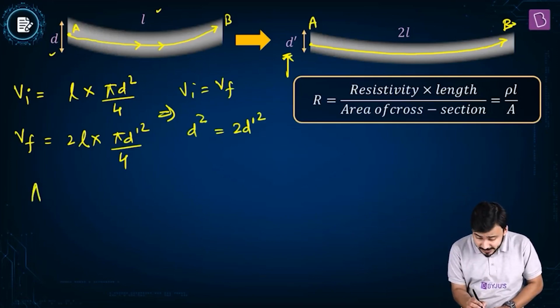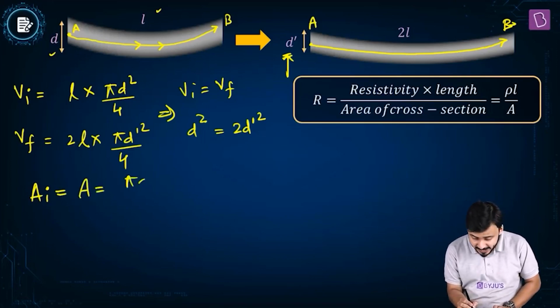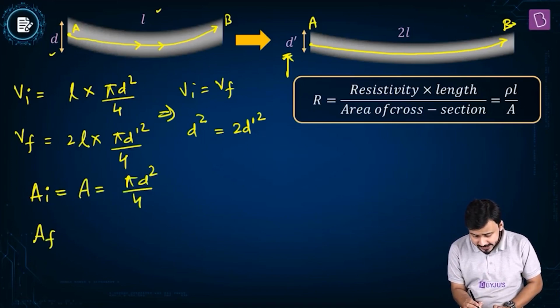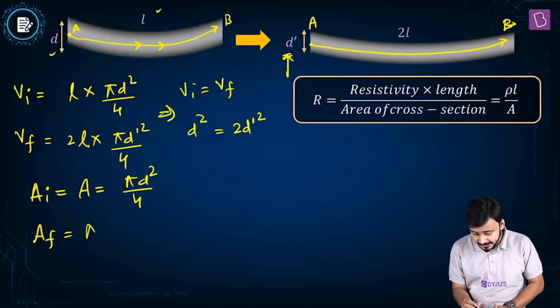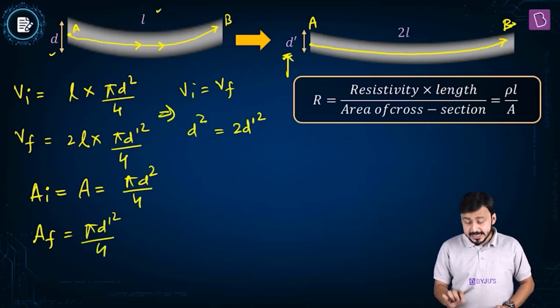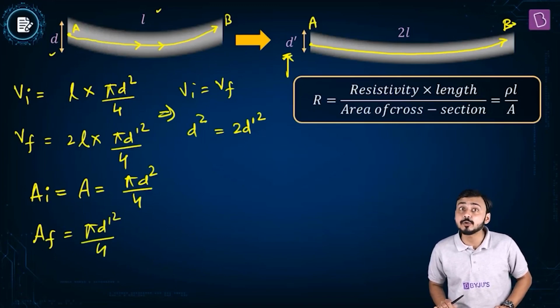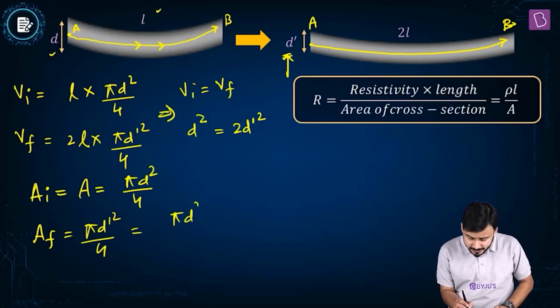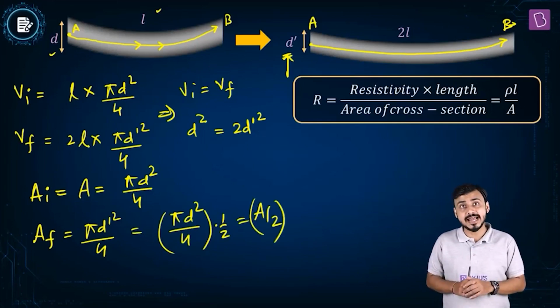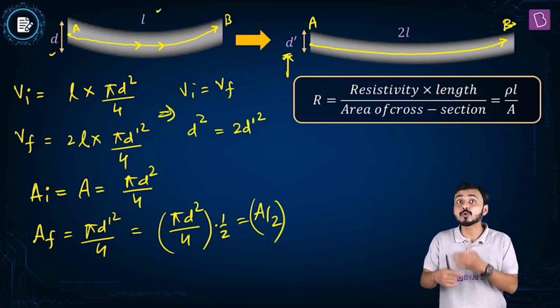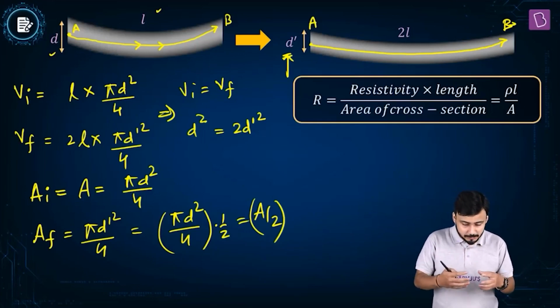So the initial cross-sectional area, let's say A, was basically pi d square by 4. And the final cross-sectional area was, let's say, pi d dash square by 4. Now d dash square you can write as d square by 2. So it becomes pi d square by 4 multiplied by 1 by 2. That is A by 2. So if the length becomes 2 times, the cross-sectional area is reduced to half of its value, correct? That's how you can figure it out.